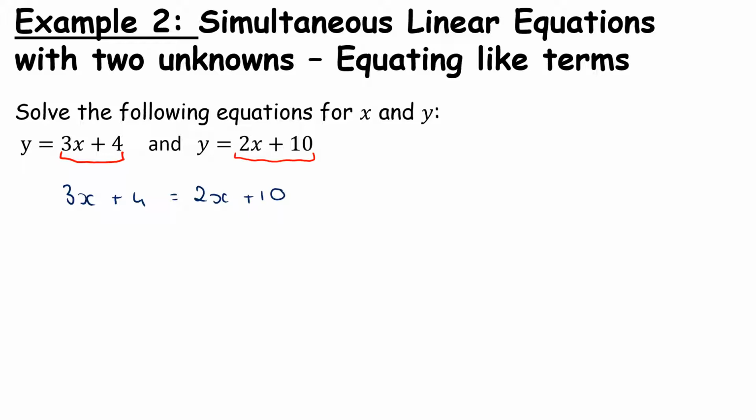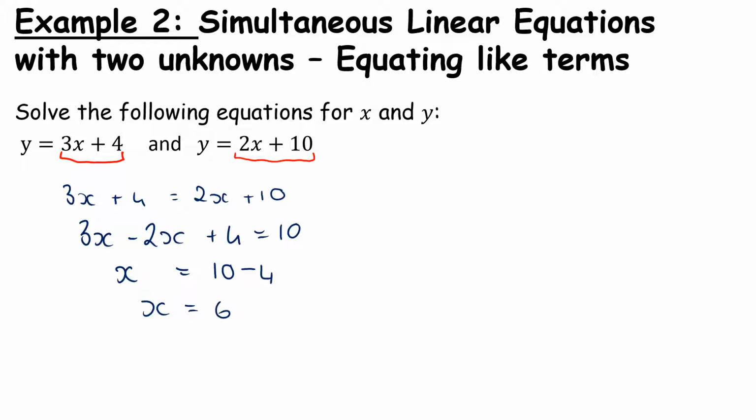So first of all, we're going to subtract 2x from both sides. So I get 3x minus 2x plus 4 equals 10. Cleaning that up, I get x. And I also want to subtract a 4 from both sides. I get 10 minus 4. And we get x equals 6.